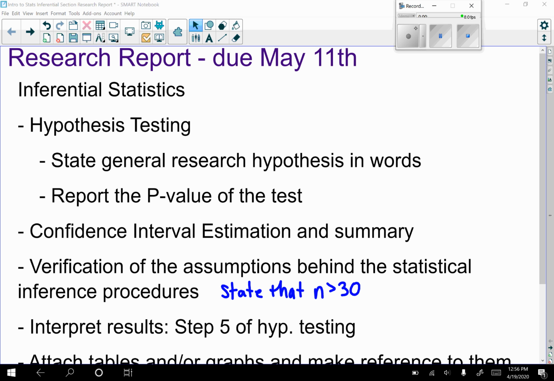All of the calculations, because you're also going to do a confidence interval, can be handwritten and just inserted or attached as a picture as the appendix section. So you could just attach that picture into your report on your document. So the hypothesis testing, you're going to restate your general research hypothesis in words. So that's going to be the exact same statement that you had early on in your introduction.